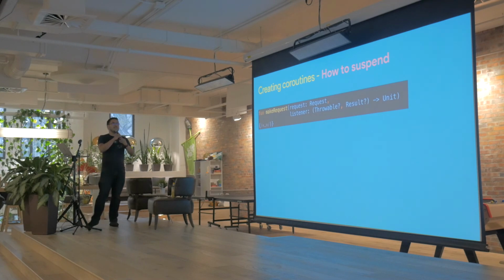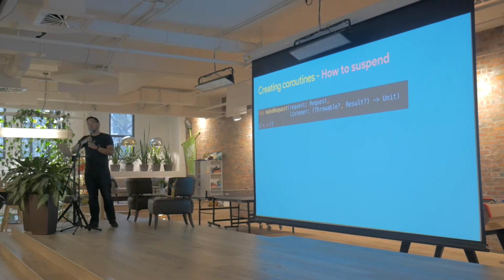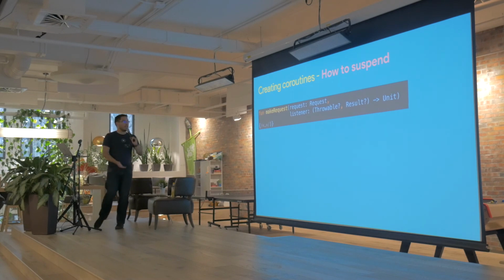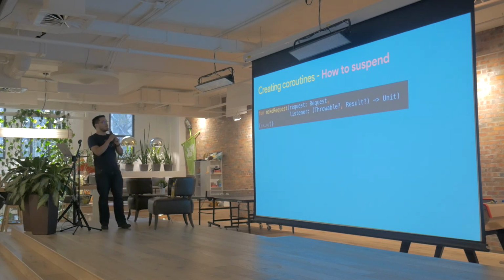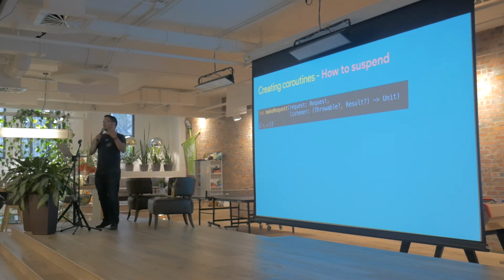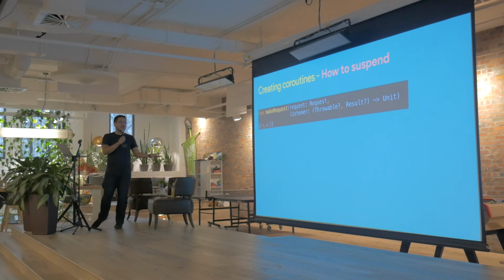So let's see, for example, if I want to use an API or a method that works with a callback, and I want to transform it into a coroutine. How does that work? In that case, I have this method called makeRequest. The implementation is not important right now. I get a request, and I get a listener, and this listener is a callback that's going to give me either a throwable, meaning something went wrong, or a result.